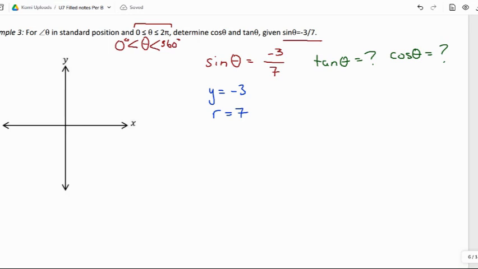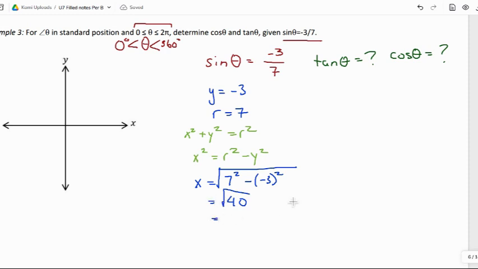From here, what can we find? We can find the x value. Okay, I might need to rearrange the equation, because I know that x squared plus y squared equals r squared. So x squared is going to equal r squared minus y squared. And so to find x, I will take the square root of 7 squared and subtract negative 3 squared. 49 minus 9 is 40.